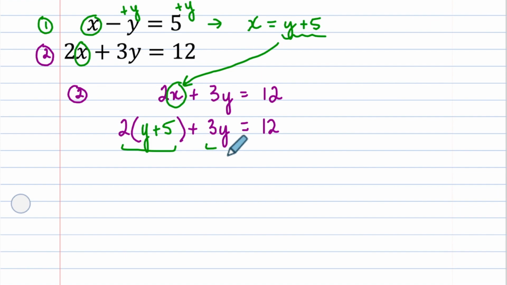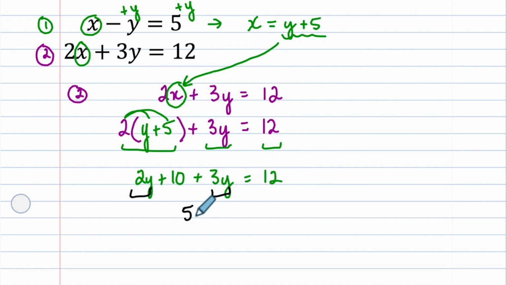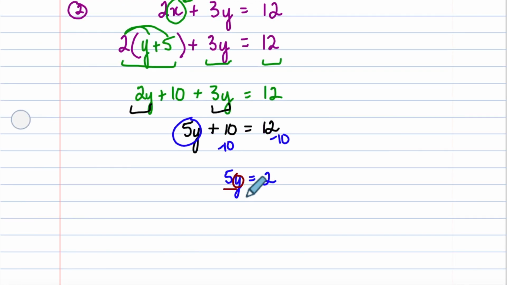Follow your order of operations. When you're collecting like terms, we'll need to distribute first. 2y plus 10 plus 3y is equal to 12. Collect your y's. 5y plus 10 is equal to 12. Isolate your y by subtracting 10. 5y is equal to 2. Isolate y by dividing both sides by 5. And we get y is equal to 2/5.